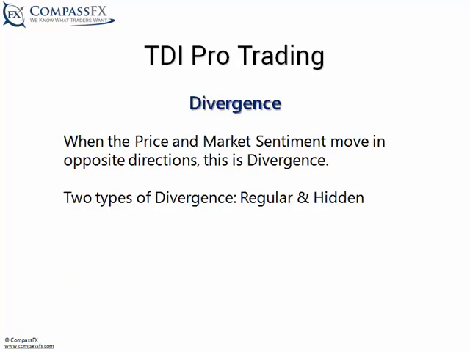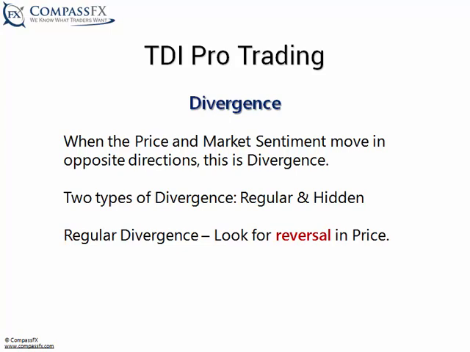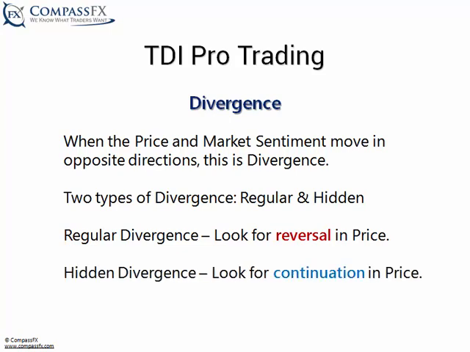Now let's talk a little bit about divergence. When price and market sentiment move in opposite directions, this is called divergence. There are two types of divergence, regular and hidden divergence. Regular divergence, we're looking for a reversal in price. We're looking for literally a turn in the market in the opposite direction it's been going. On the other hand, hidden divergence, we look for continuation in price. There is a reason why it's called hidden divergence, it's much more difficult to see on the chart. But don't worry, the TDI Pro does the work for you and identifies both regular and hidden divergence.